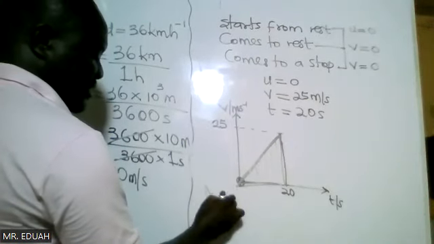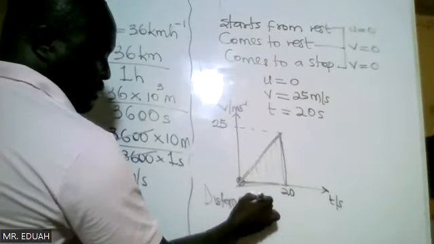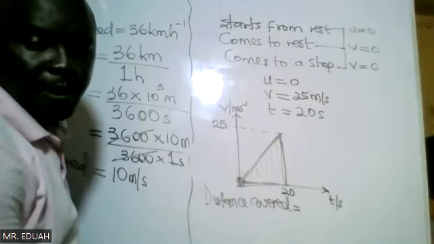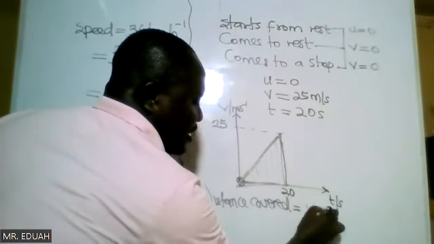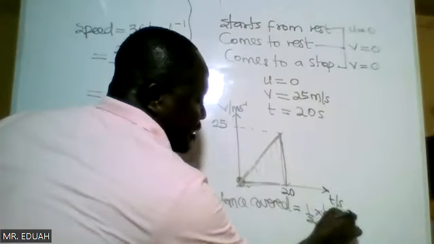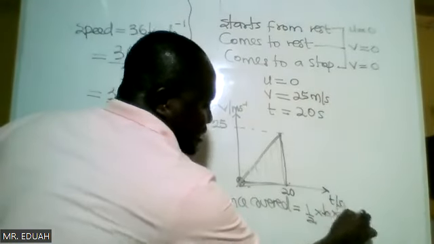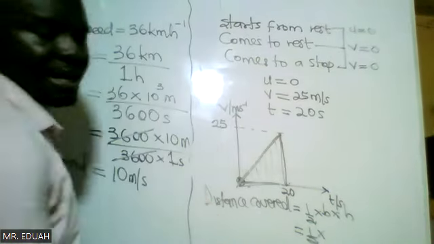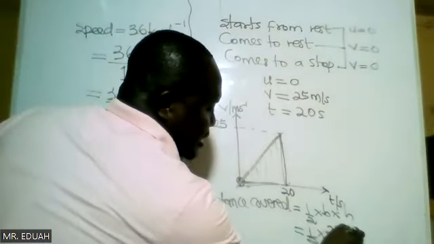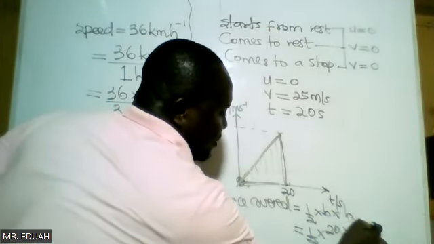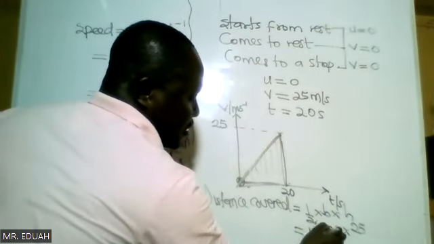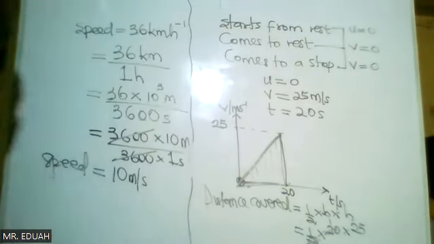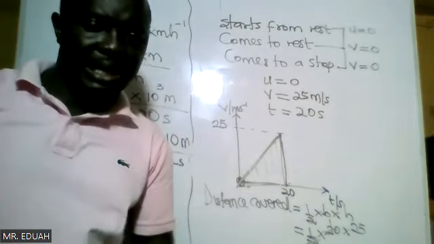So distance covered is equal to half times the base times its height. Half times the base, which is 20, and the height is 25. So we have 250 meters to be the total distance covered.